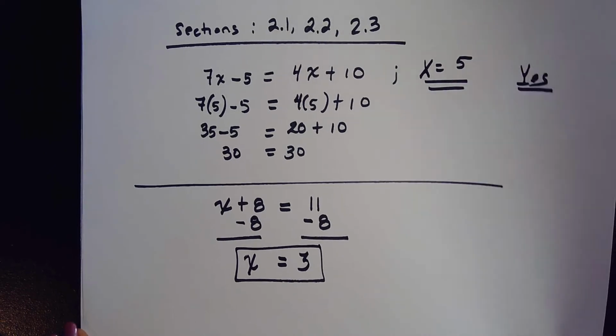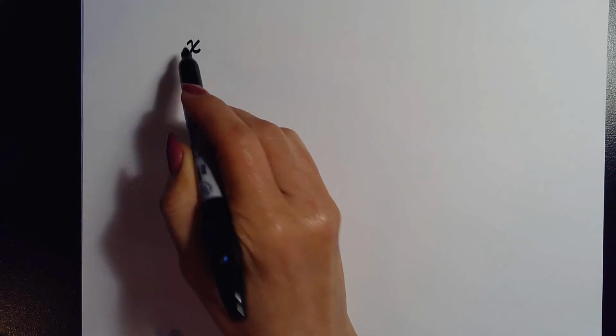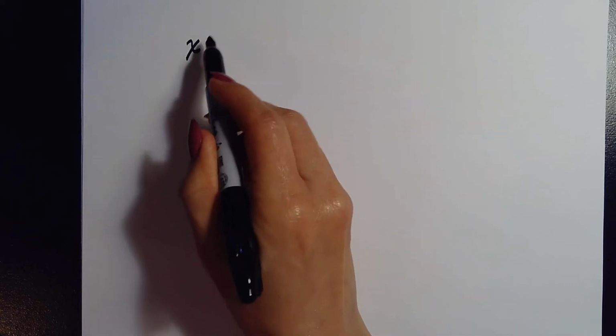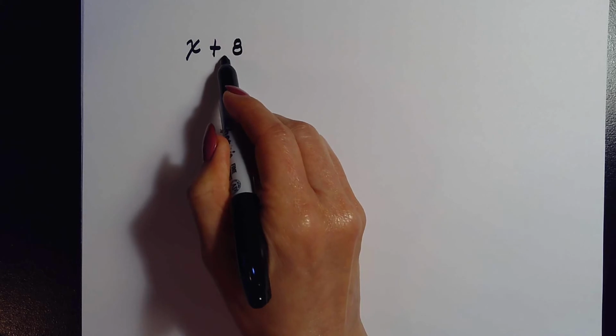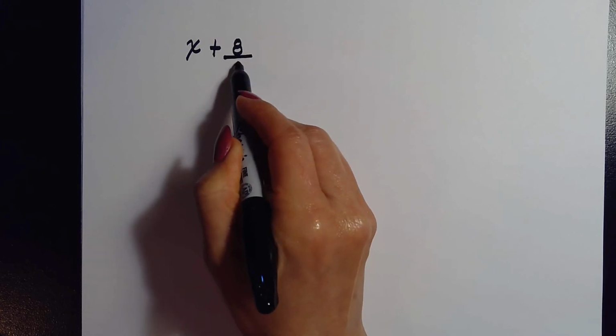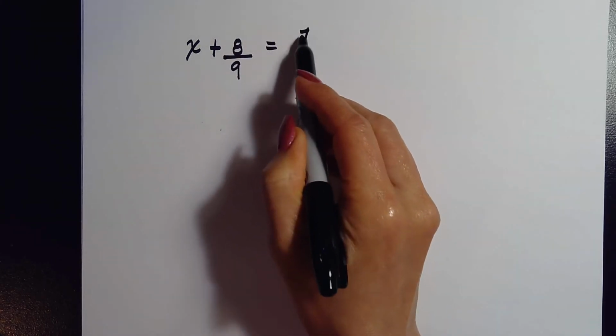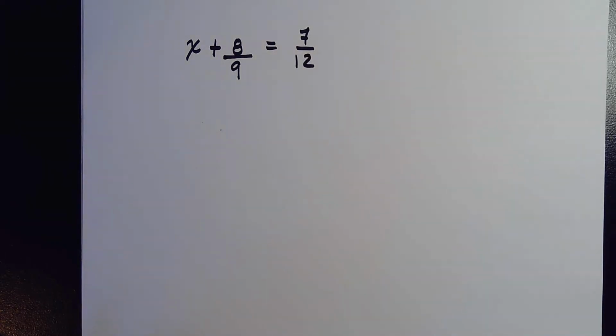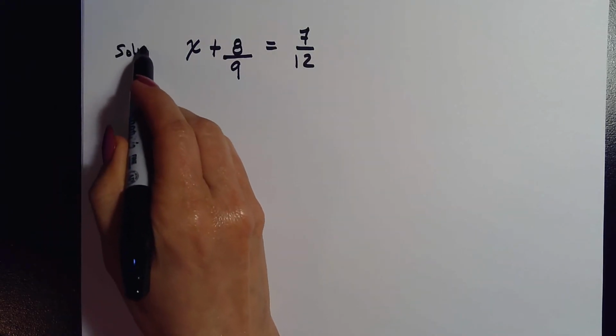Okay, so let's try now a different problem. Let's try some fractions here. So suppose we have, I'm going to keep an eye on the screen to make sure that you can see the whole problem. x plus 8 over 9 equals 7 over 12. x plus 8 over 9 equals 7 over 12. So here we want to, again, solve this equation.